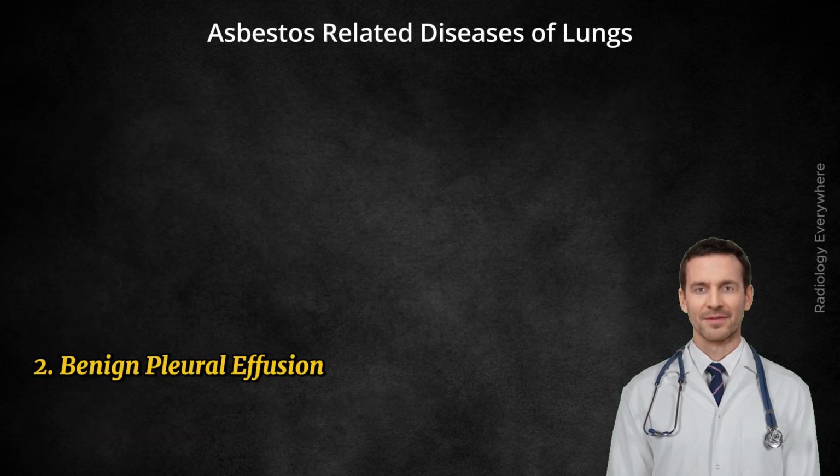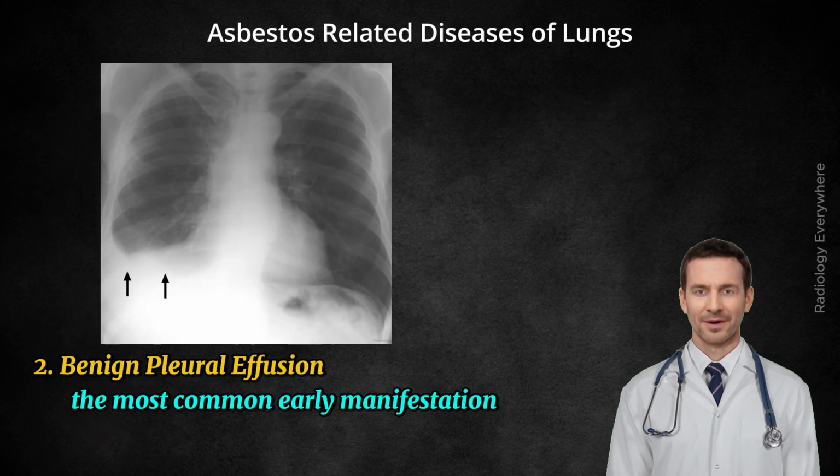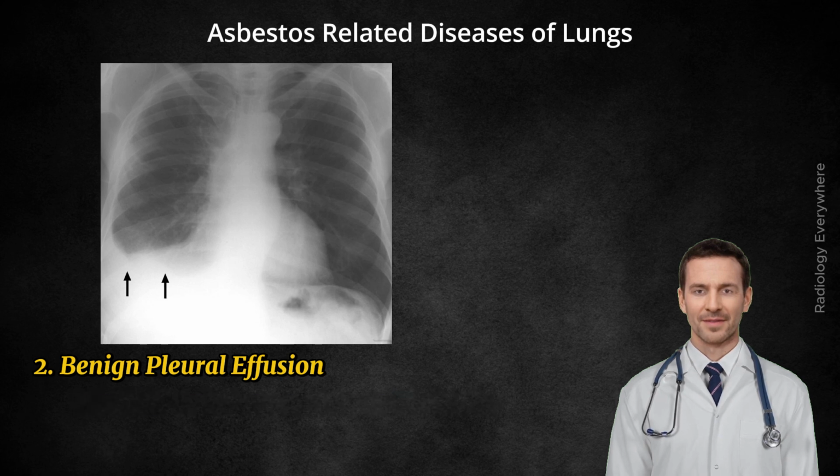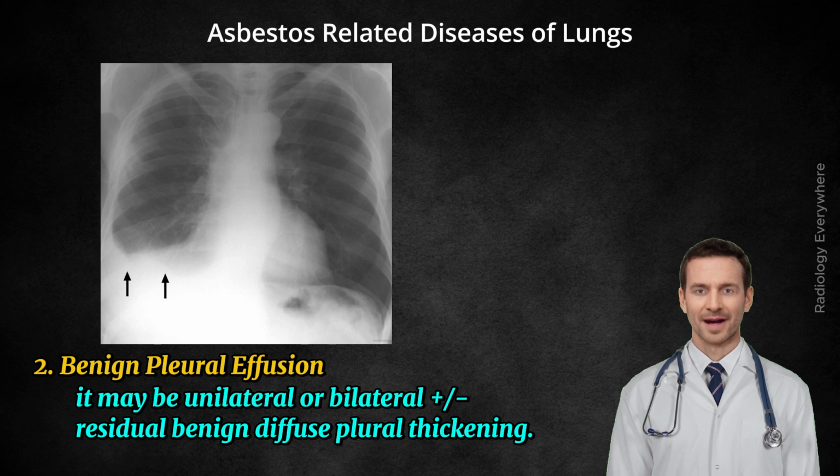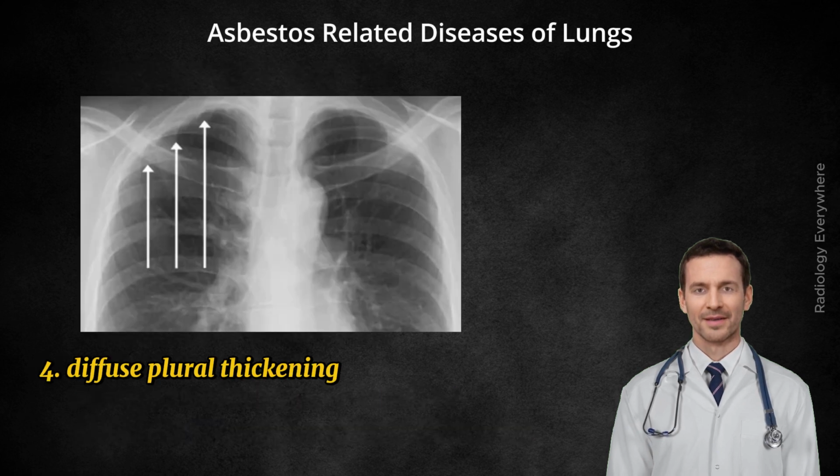Benign pleural effusion. The most common early manifestation. Seen in less than 10% of cases. It may be unilateral or bilateral and/or residual benign diffuse pleural thickening. Diffuse pleural thickening. This is less specific.